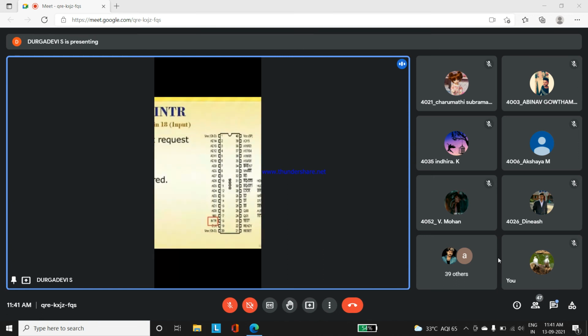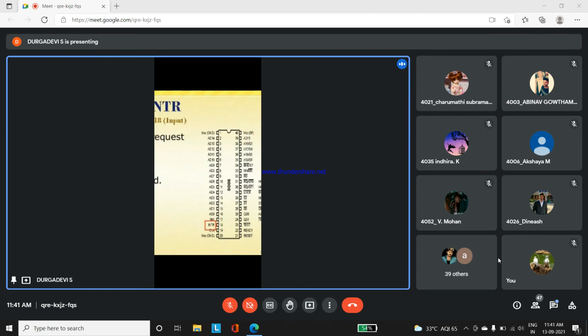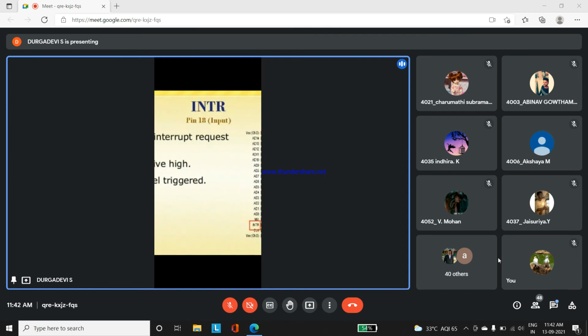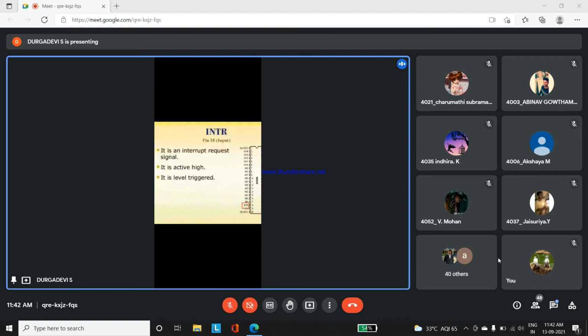Apart from this, these two pins are very, very important: the interrupt pins. There are two interrupt pins. One is INTR. The other one, the 17th pin, is NMI, called non-maskable. Everyone is here? Yes, ma'am. There are two interrupts. In the 2-mark question also I will ask you, what are the two interrupt pins in 8086? One is INTR, next is NMI, the non-maskable interrupt. Next slide I will show.